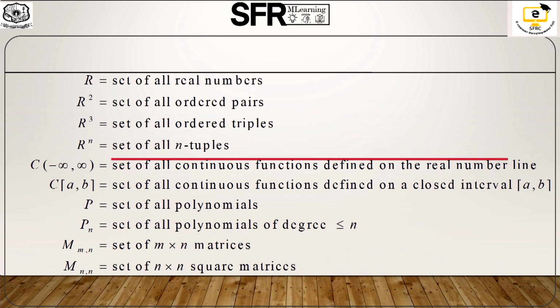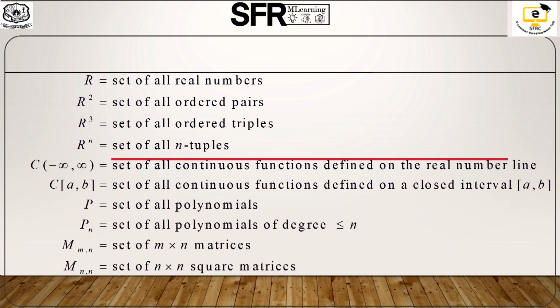where the range is minus infinity to plus infinity. If it is defined on the closed interval, then we can represent it as C of the closed interval a comma b. Then P is the set of all polynomials. Then P power n is known as the set of all polynomials of degree less than or equal to n.